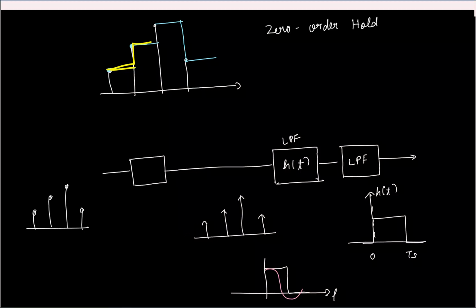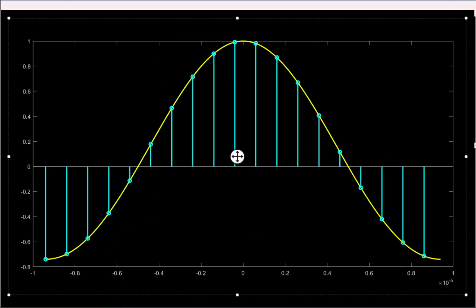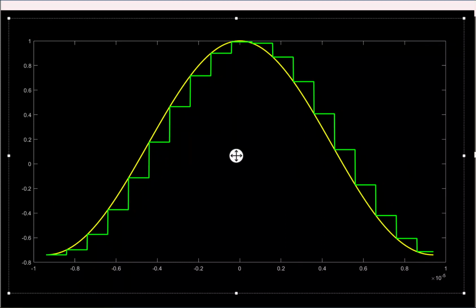And I can show some examples here. Again, the yellow waveform is a continuous time signal. The blue ones are the discrete samples. So in the first stage, I do the zero order hold, where I hold the data for one whole sampling period.